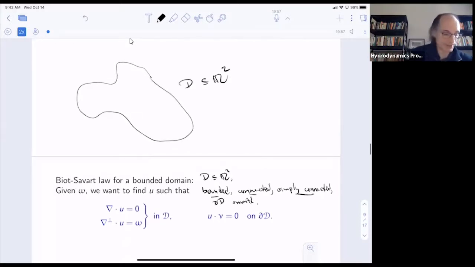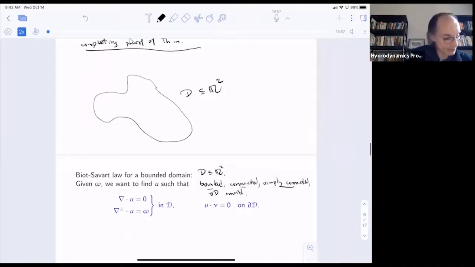I mentioned this once like a month ago, so you may have forgotten. On a bounded domain, the natural boundary condition is just to assume that the velocity field is tangential along the boundary. So the normal component of velocity vanishes on the boundary here. Nu is the outer unit normal.